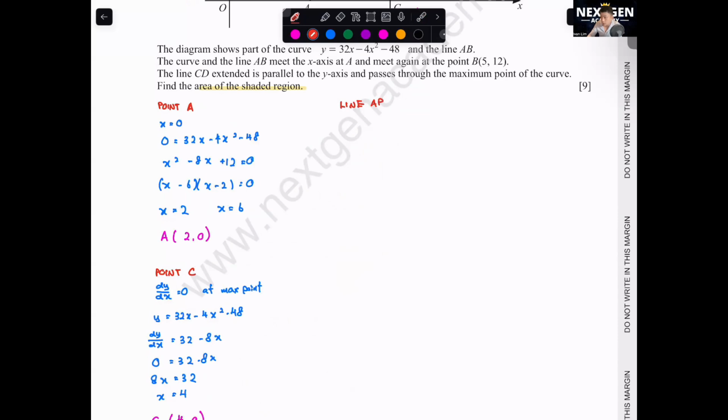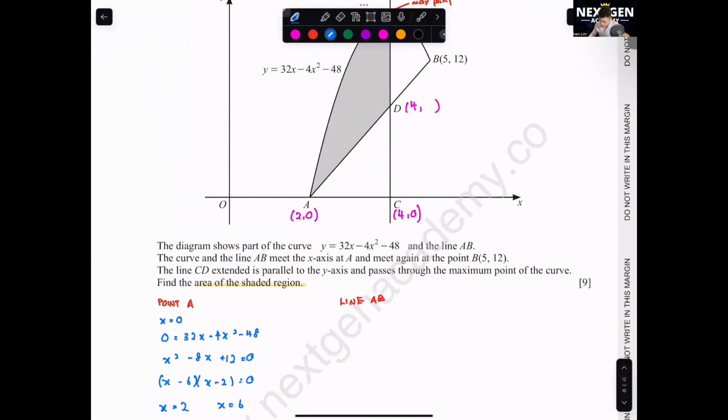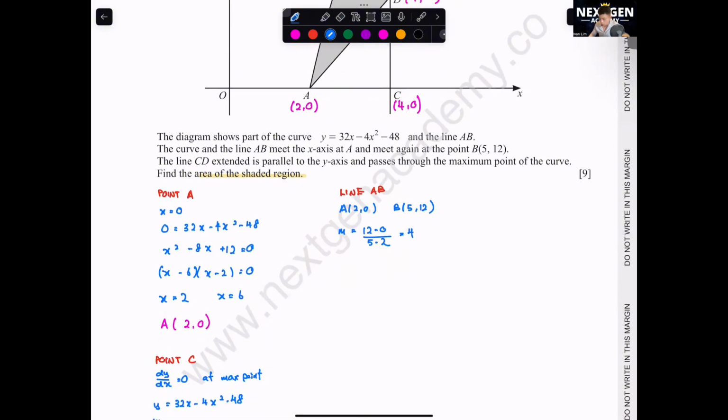Line AB. We will take A, which is 2, 0, and B, 5, 12. So find my m first. 12 minus 0 over 5 minus 2, which equals 4. Then we are going to substitute it into y minus y1 equals m times x minus x1. I'll just use one of the points. I use A. y minus 0 equals 4 bracket x minus 2. We get 4x minus 8.